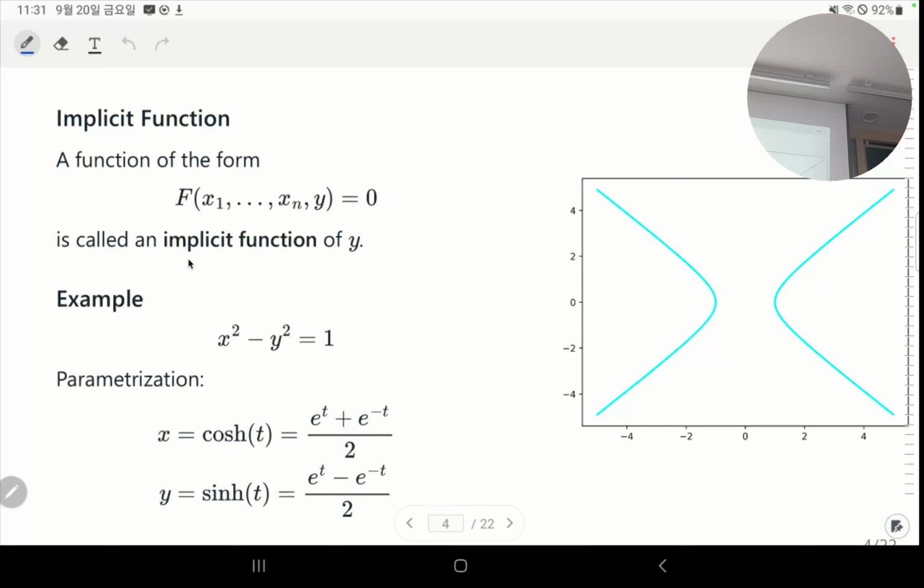So how do we find the function or graph of the function here? We need to parameterize x and y in terms of another parameter, in this case t, so that this parameterized curve satisfies this implicit equation. Here I use the hyperbolic cosine and hyperbolic sine, so you have to remember this formula. The hyperbolic cosine is the sum of two exponentials with different exponents, divided by 2, and the hyperbolic sine is the difference. Then you can draw a function here.